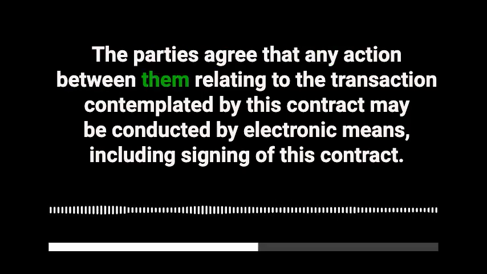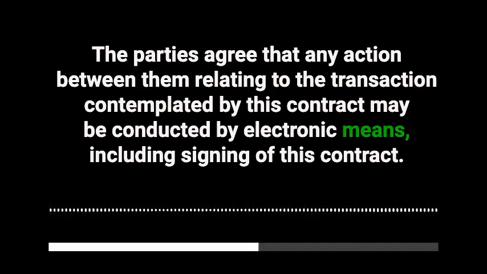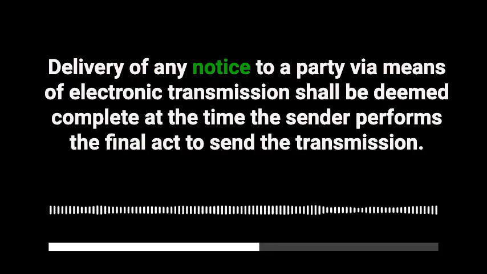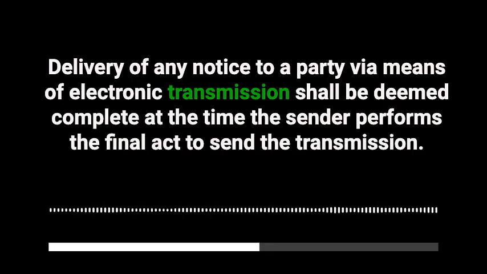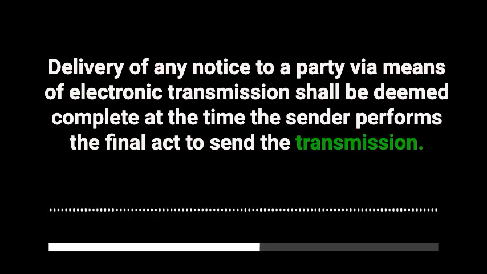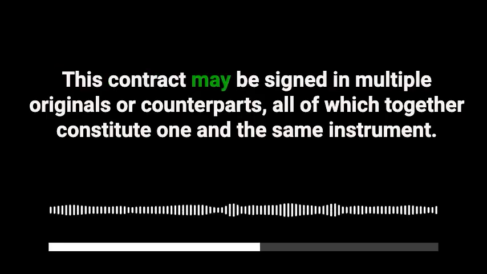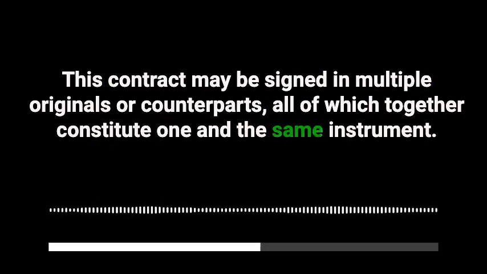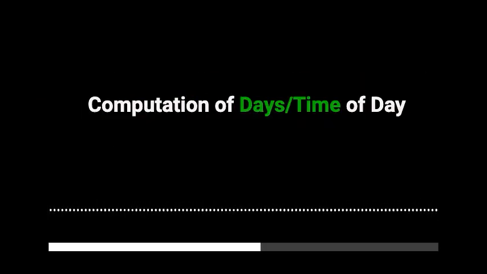Conduct of transaction. The parties agree that any action between them relating to the transaction contemplated by this contract may be conducted by electronic means, including signing of this contract. Any written communication may be sent to any mailing address or email address in the notice information section. Delivery of any notice to a party via means of electronic transmission shall be deemed complete at the time the sender performs the final act to send the transmission. Execution. This contract may be signed in multiple originals or counterparts, all of which together constitute one and the same instrument.